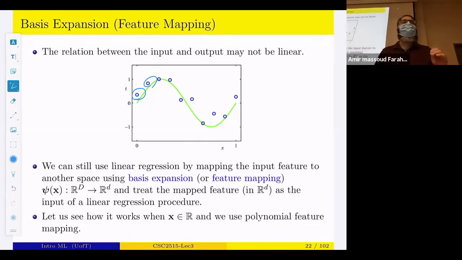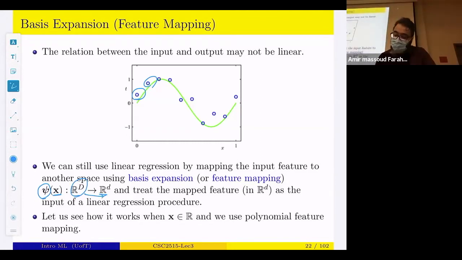But the beauty of this linear regression is that we can still use this linear regression framework by mapping the input values, x's, to another space, something that is called basis expansion or feature mapping. So essentially, we choose some function psi that takes input x, which is in R^D, and maps it to some other space, R^d.